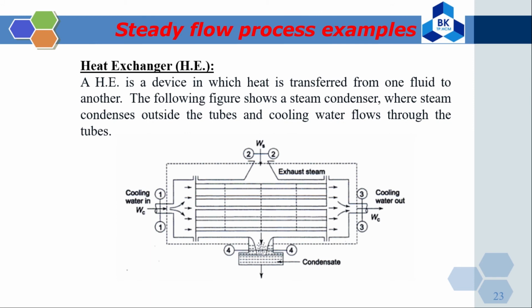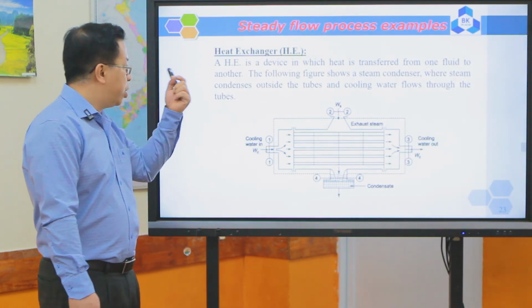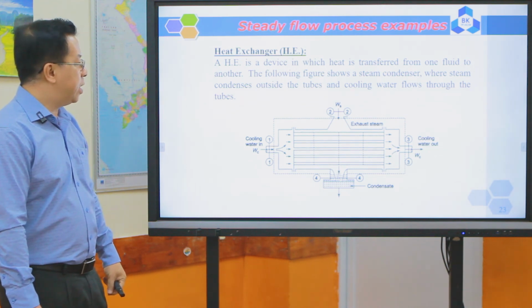The last example is the heat exchanger. So the heat exchanger is a device in which heat is transferred from one fluid to another. Okay, so the following figure shows a steam condenser where the steam condenses outside the tube and the cooling water flows through the tubes. So we have the steam here. For example, later on when you learn about the refrigeration system, we will have the condenser. So the condenser, or in this case a steam condenser, is the same.